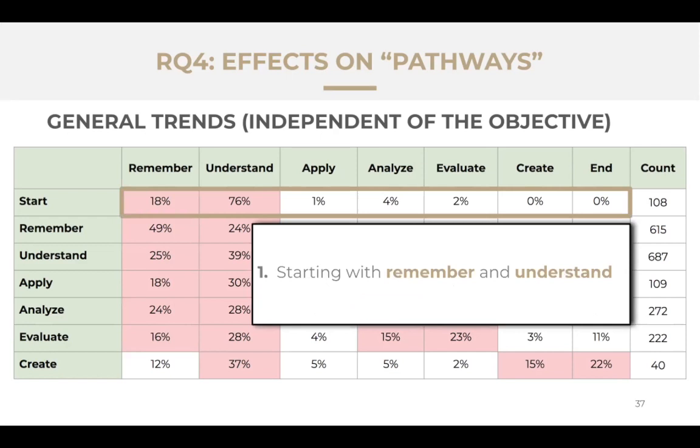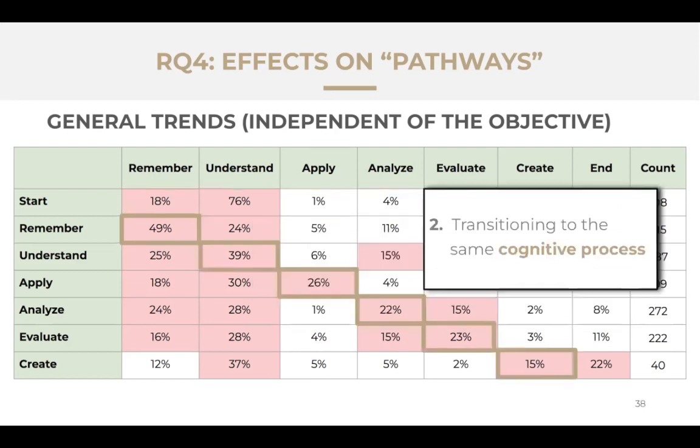The first trend is that we tend to start with remember and understand, which is not so surprising. When you start a learning-oriented search task, you start with low complex cognitive processes. You start with either memorization or understanding information well enough to summarize it in your own words.